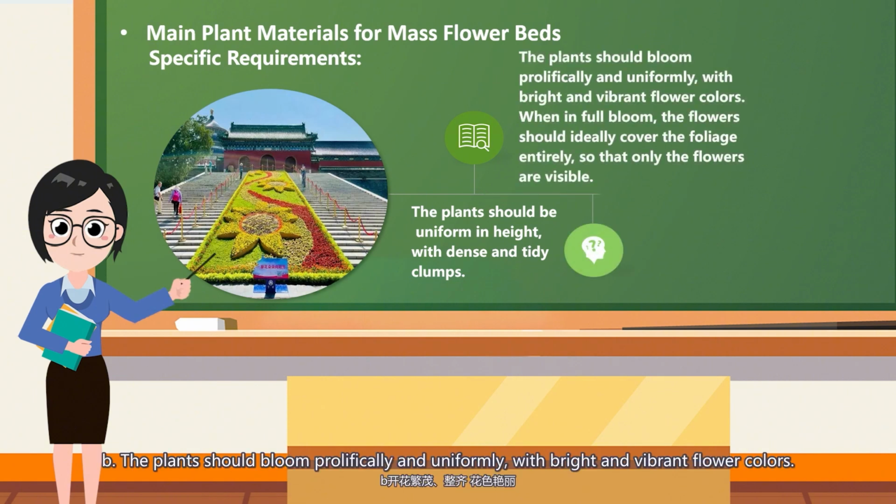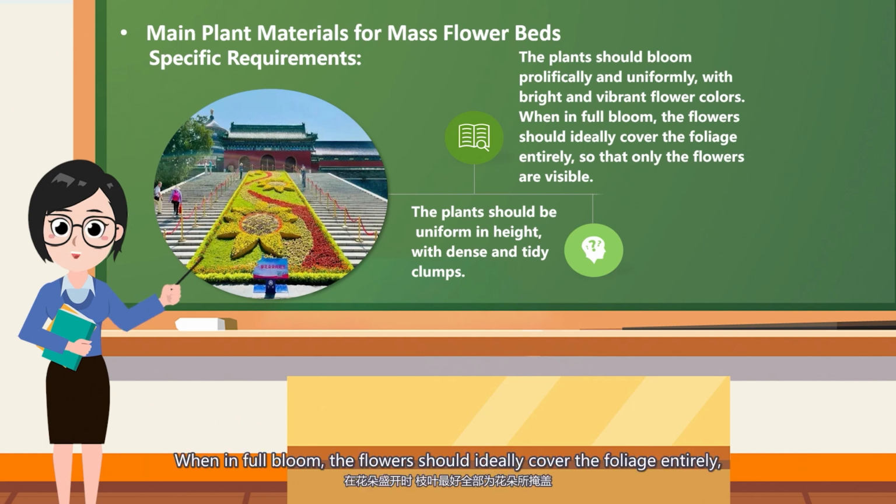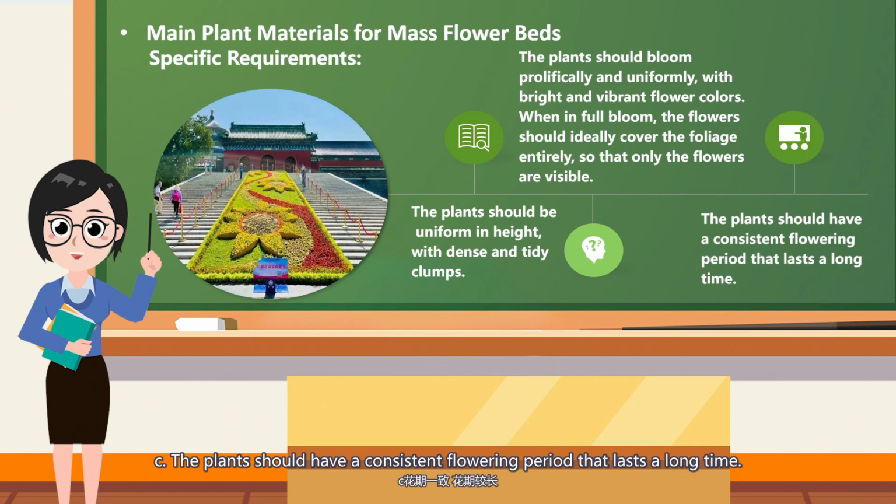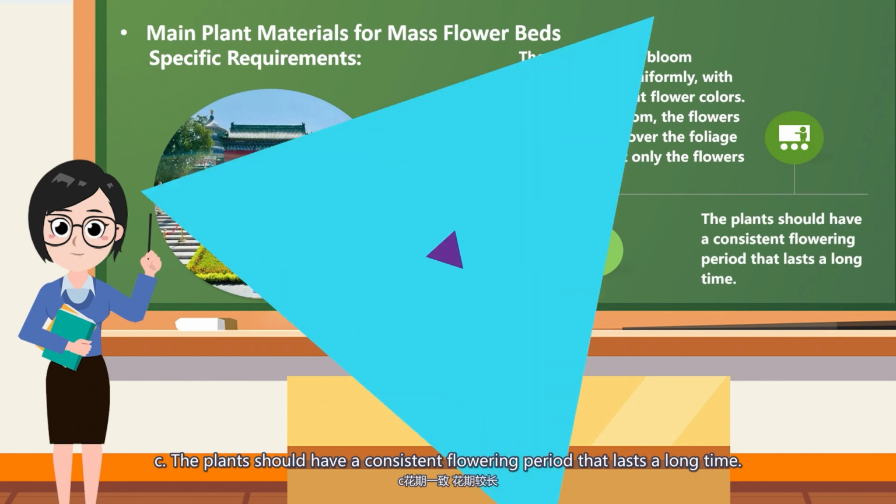B. The plants should bloom prolifically and uniformly, with bright and vibrant flower colors. When in full bloom, the flowers should ideally cover the foliage entirely, so that only the flowers are visible. C. The plants should have a consistent flowering period that lasts a long time.